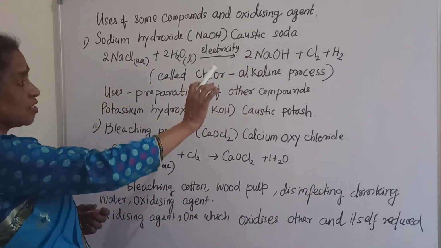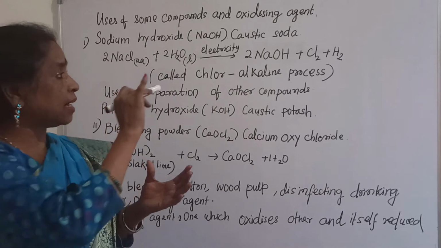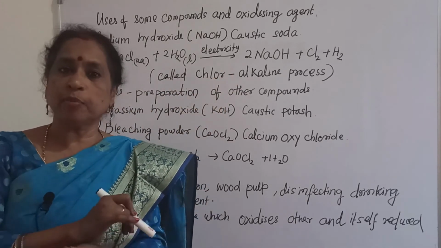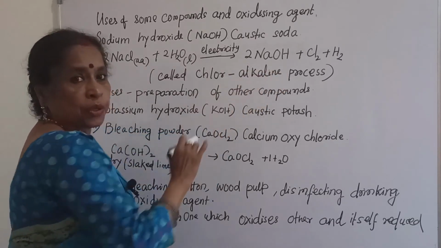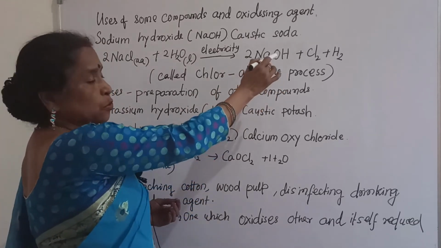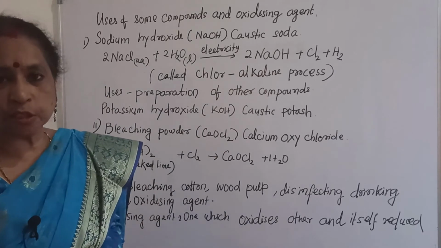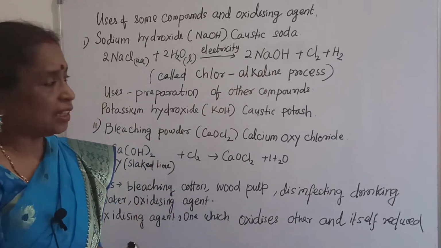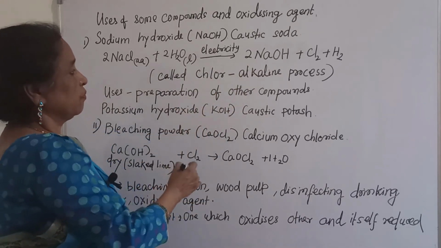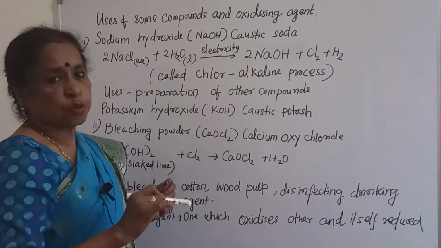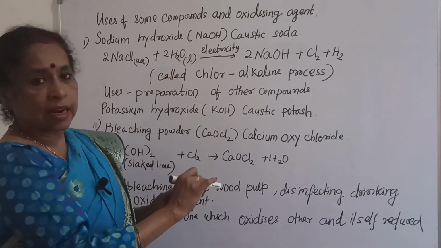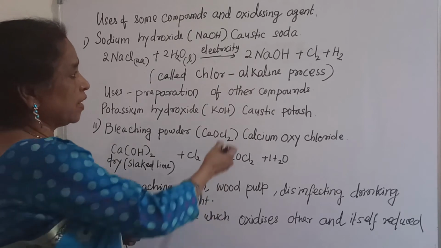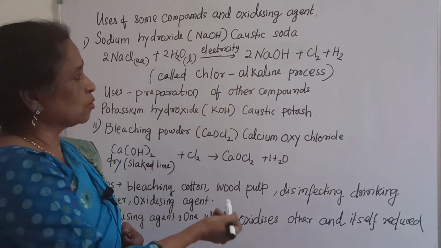Now the process is called the chlor-alkaline process. Why is it called chlor-alkaline process? Chlor means chlorine is produced. Alkaline means sodium hydroxide, which is alkali in nature. What is alkali? The base we dissolve in water is called alkali. So it is alkaline in nature. The process is known as the chlor-alkaline process. The sodium hydroxide produced is very important to prepare other compounds.